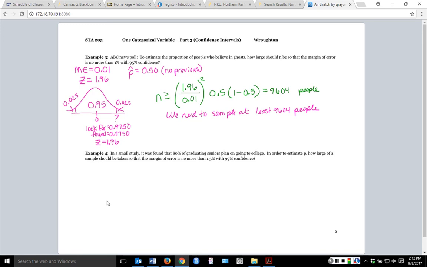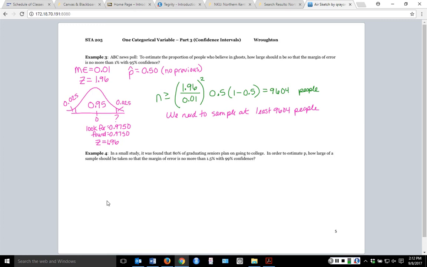Alright, for another example in this video, we're looking at a small study first that found that 80% of graduating seniors planned on going to college. Now we'd like to estimate P, and then we'll figure out how large of a sample should we take so that our margin of error is no more than 1.5% with 99% confidence.